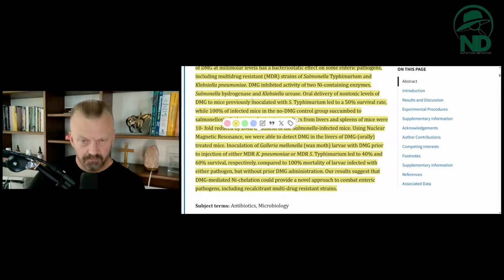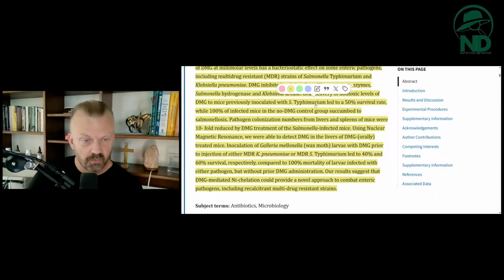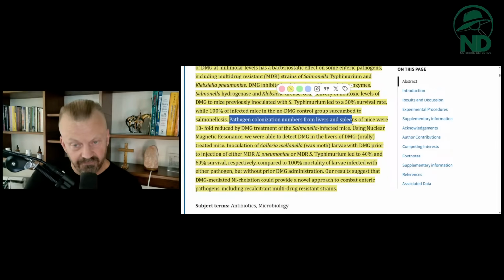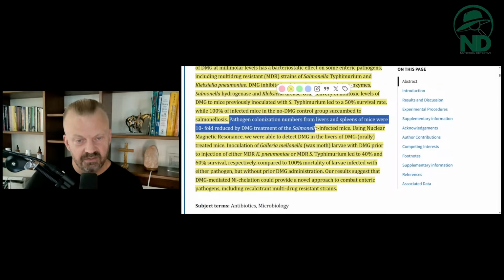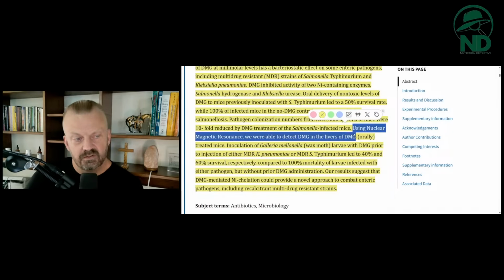Gosh, guess nickel's pretty important. I mean, DMG, dimethylglyoxime, is very specific to nickel. Pathogen colonization numbers from livers and spleens of mice were 10 times reduced by DMG treatment of the Salmonella infected mice. Using nuclear magnetic resonance, we were able to detect DMG in the livers of DMG orally treated mice.